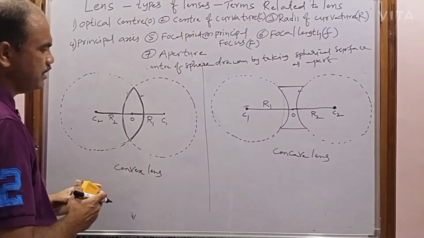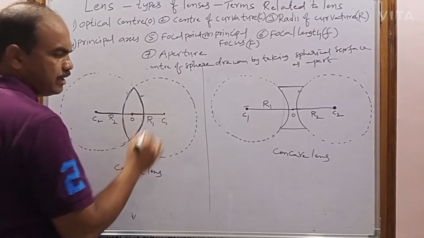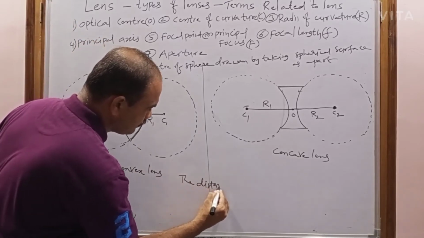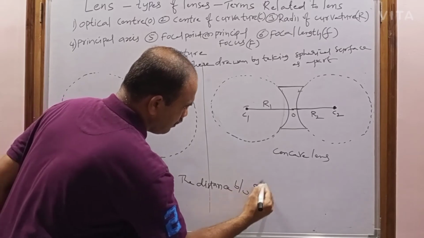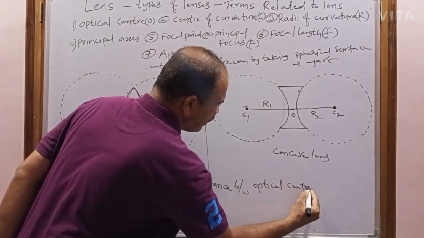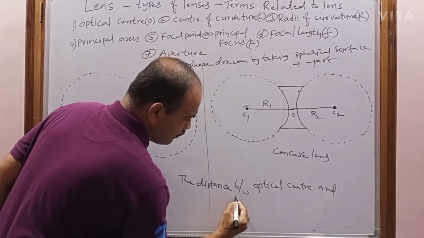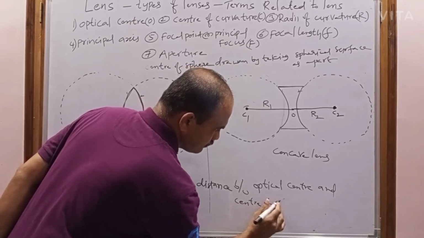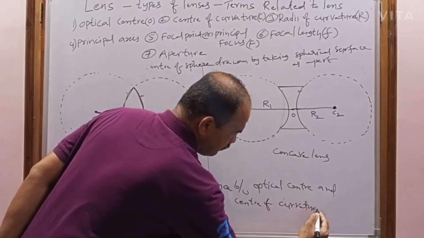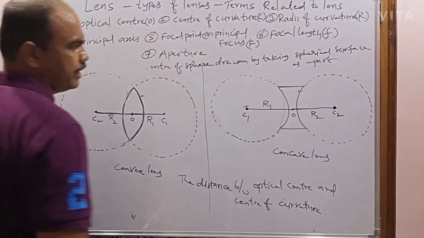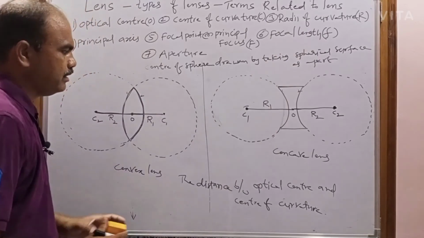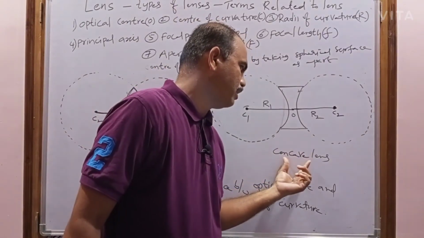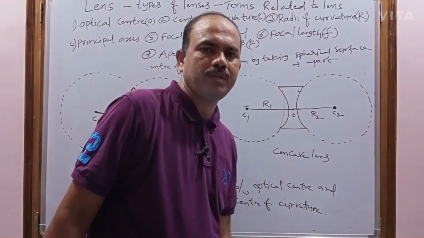So what is the radius of curvature? The distance between the optic center and the center of curvature. That is the definition of the radius of curvature. It is represented with R. The double convex lens has two radii of curvature, and the double concave lens also has two radii of curvature.